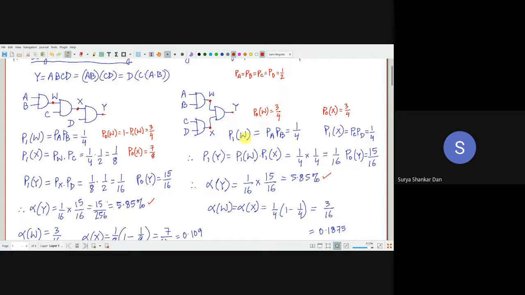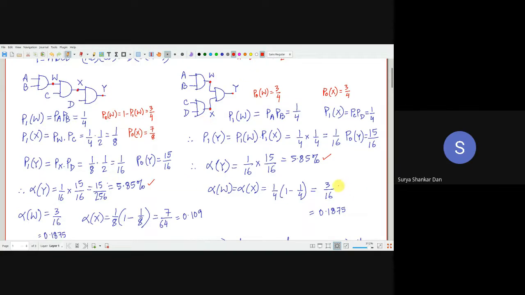P0W into P1W is 3 by 16. And again for alpha X, how much will it be? P1X, that is 1 by 4, into P0X, that is 3 by 4, so 3 by 16. So essentially you can understand they are the same nodes, kind of replicated. So that is also 3 by 16. Okay. So now comes the concluding part.